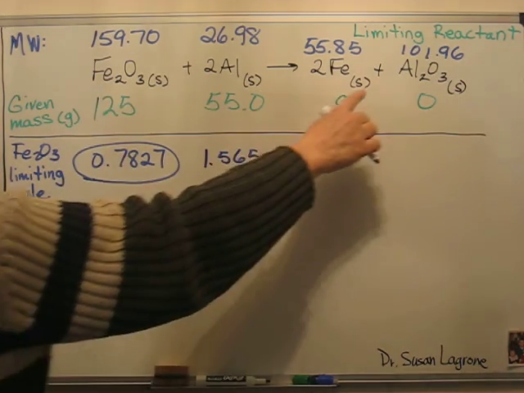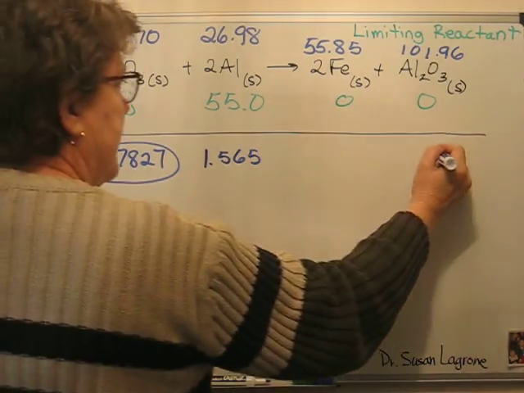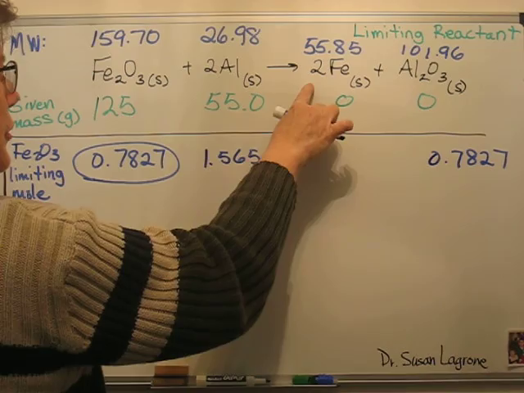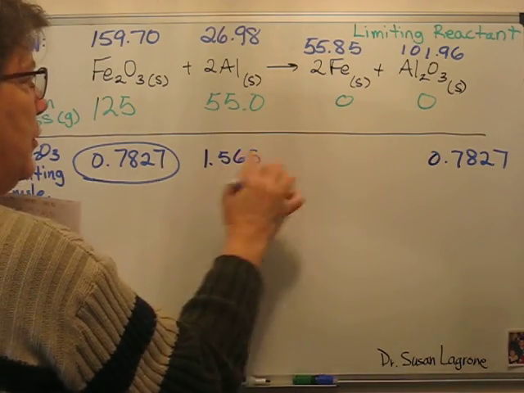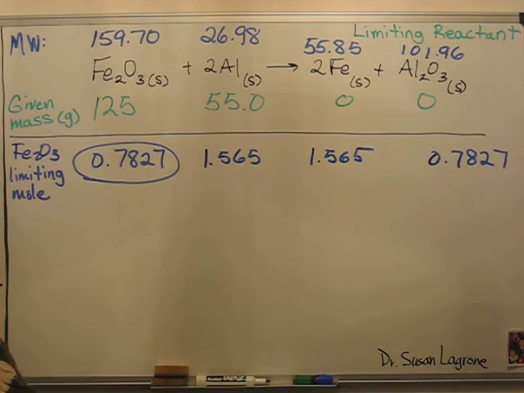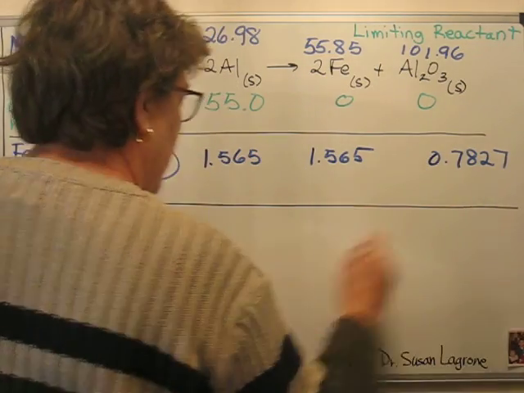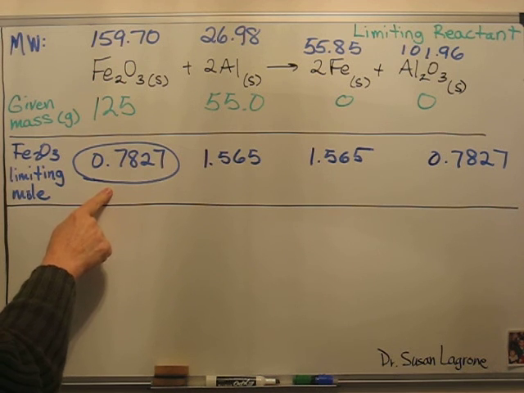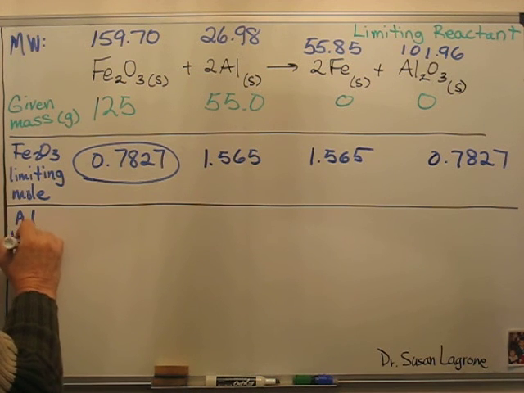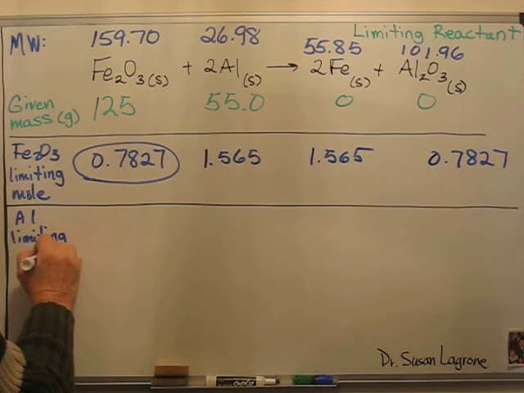This is in a 1-to-1 mole ratio with aluminum oxide. So if I have this many moles of iron 3 oxide, I have that same number of moles of aluminum oxide. Aluminum and iron are in a 1-to-1 mole ratio, so if I use this many moles of aluminum, I produce that many moles of iron. So generating the rest of the table is simply using mole ratios. Well, that's assuming iron 3 oxide is limiting. I have to also check and see if my aluminum is limiting. So my next mole row is to assume aluminum is limiting. Still we're in moles.